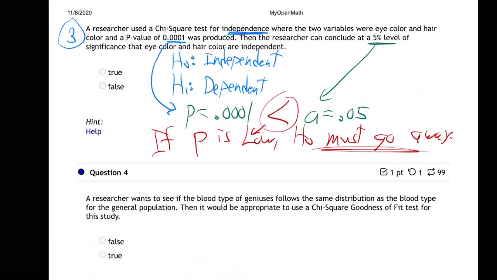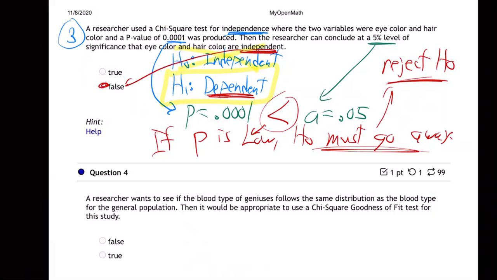So H0 must go away, which means what? Reject the null. Bye-bye null. So I'm going to come back here and cross out the null, and instead I'll take H1. H1 says dependent. What did they say? Independent? No, not independent. That's false. They're dependent, right? We rejected the null. The null must go away because the p is low. Bye-bye null. We're keeping the H1, which is dependent. So not independent, dependent. That's false.